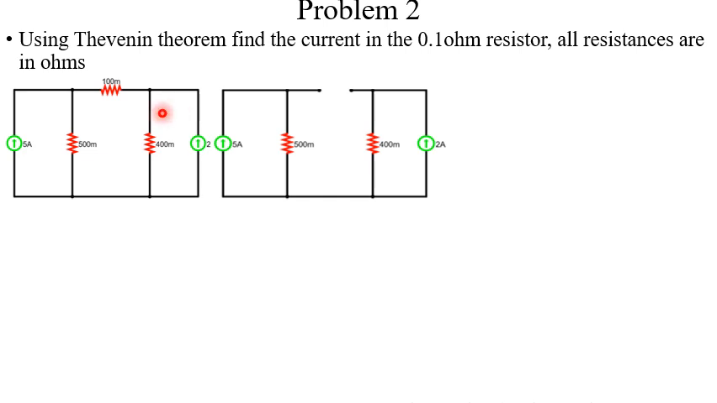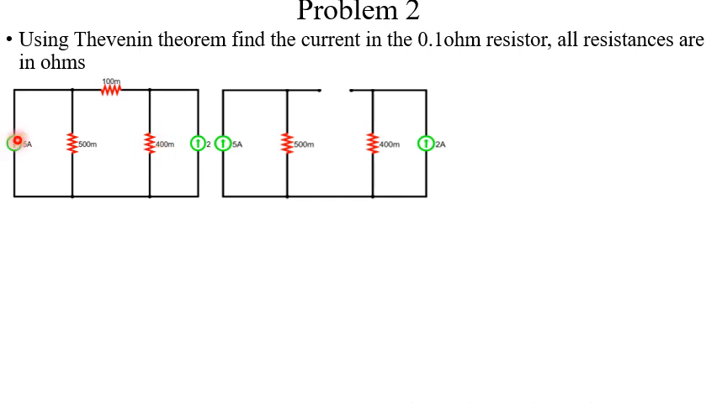So with this circuit, realize that this is 100 milliohms. 100 milliohms simply means 0.1. The m here is milli, that is 100 times 10 raised to the power minus 3. So here too, that is 0.5. Here too, this is 0.4.